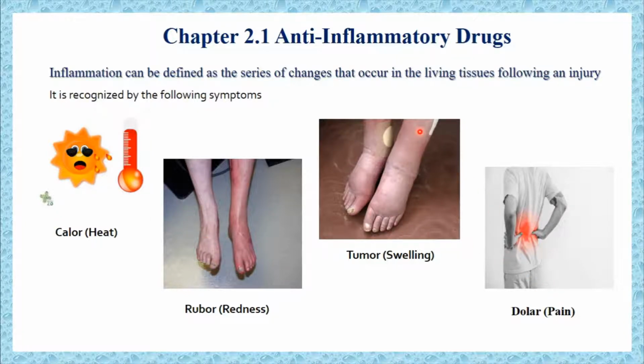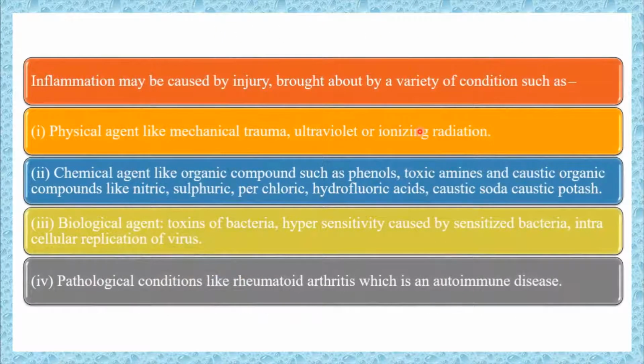Then in the next slide, we'll see the causes of this inflammation. So what are the factors that are responsible for inflammation, the causes of inflammation? So the first one is physical agent. Physical agent like mechanical trauma, ultraviolet, and ionizing radiation.